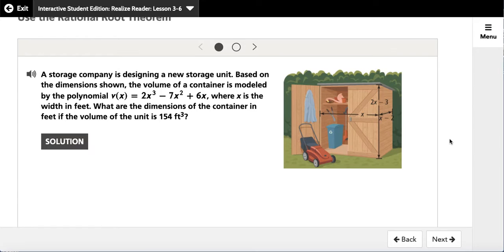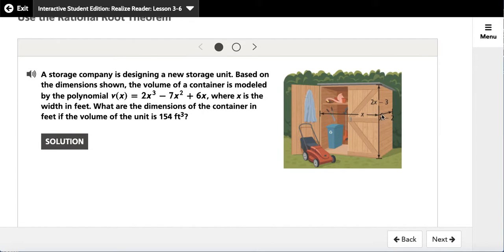Yay! A storage company is designing a new storage unit. Based on the dimensions shown, the volume of the container is modeled by the polynomial V of x equals 2x cubed minus 7x squared plus 6x, where x is the width in feet. What are the dimensions of the container in feet if the volume of the unit is 154 feet cubed?